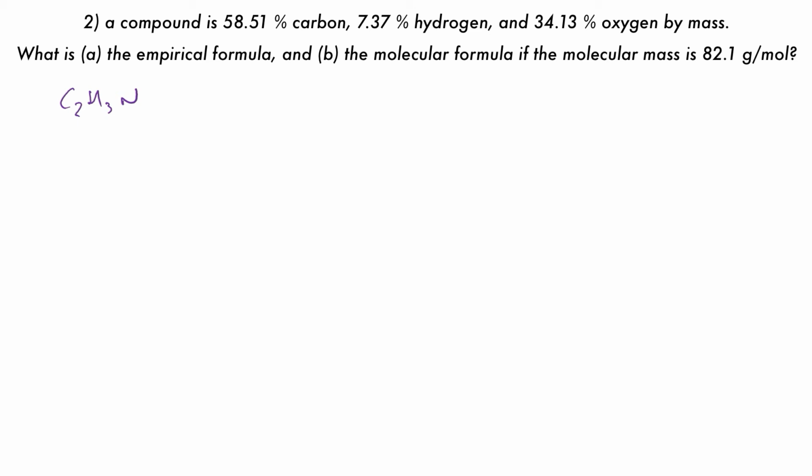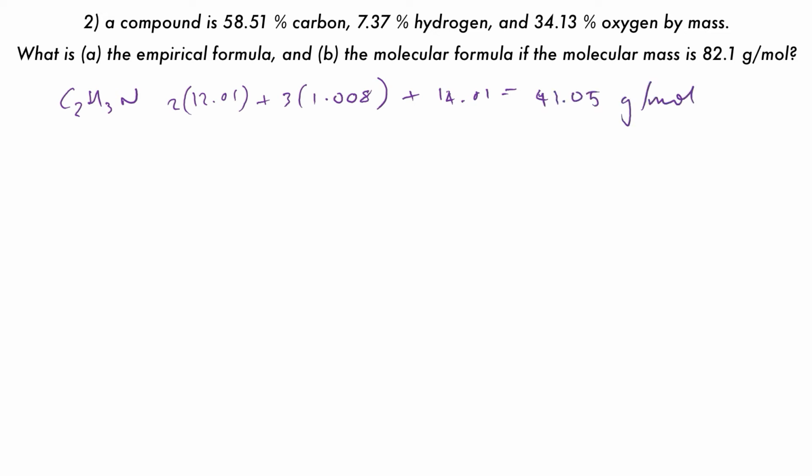Since we have 2 carbons, it would be 12.01 times 2, plus 3 times the mass of a hydrogen atom, which is 1.008, plus the mass of the nitrogen atom, which would be 14.01, which would give us a total of 41.05 grams per mole.